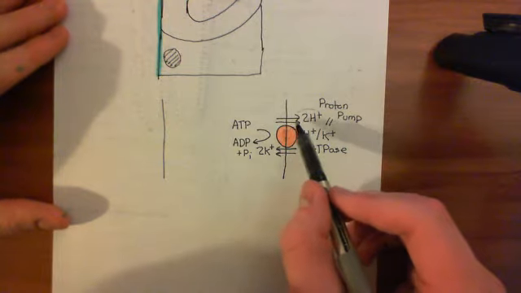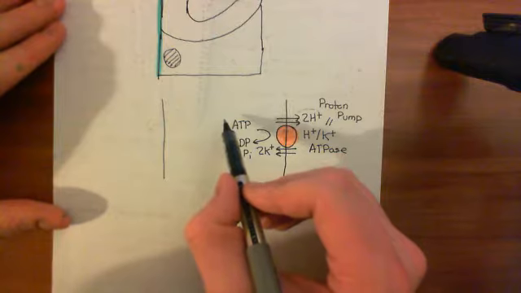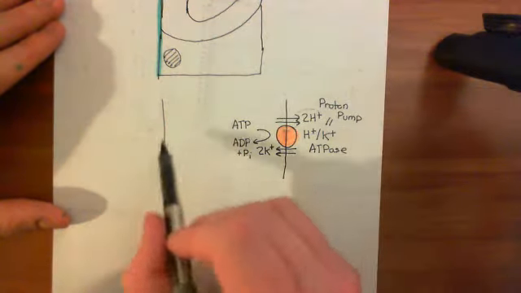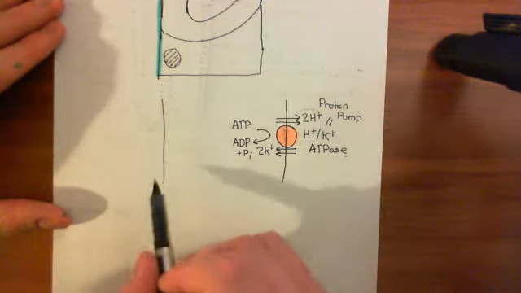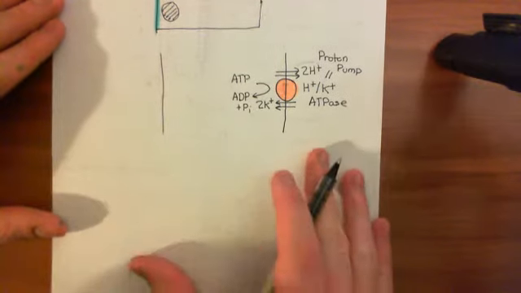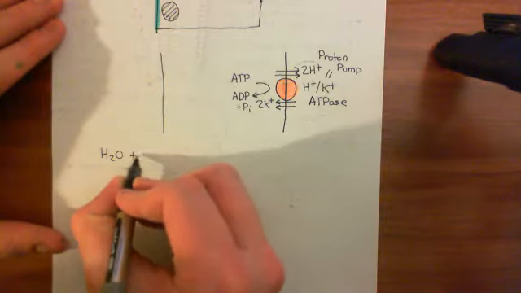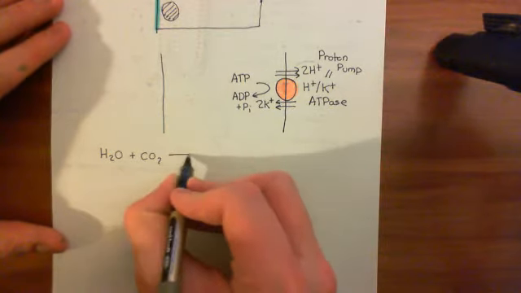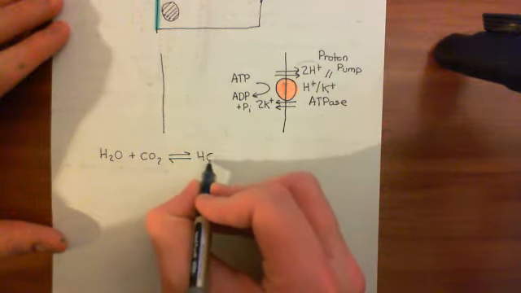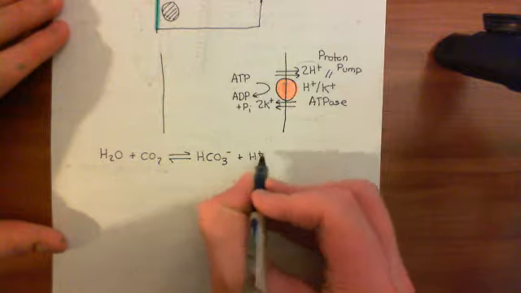Okay, now what will this mean? Well, this is going to mean that the concentration of protons is going to go down within the cell. Okay, now there is an equilibrium that is occurring within the cytoplasm of the cell, and basically this is an equilibrium between water and carbon dioxide on one side, and then bicarbonate anions and protons on the other side. Okay, and let me just explain this equilibrium in a bit more detail.